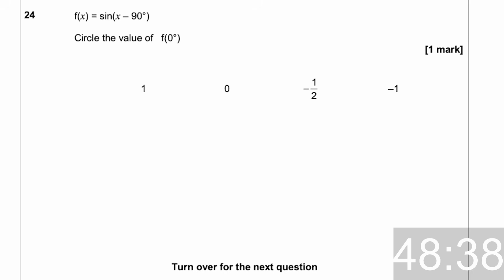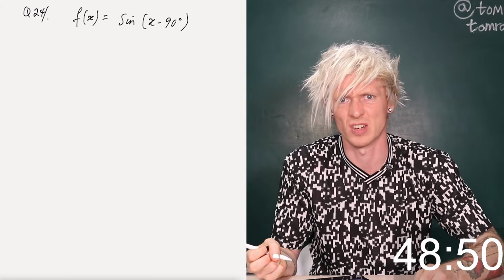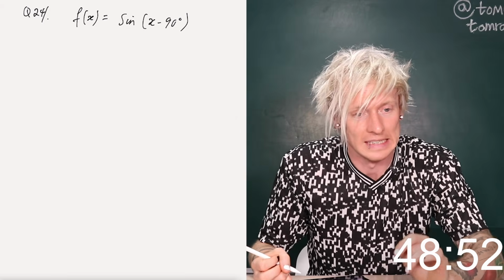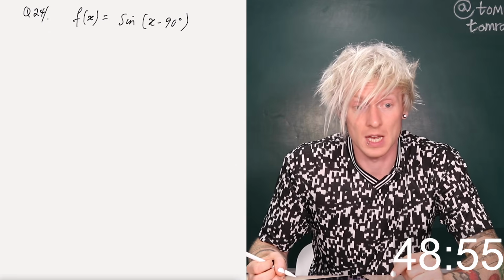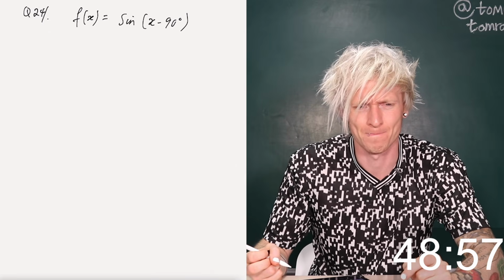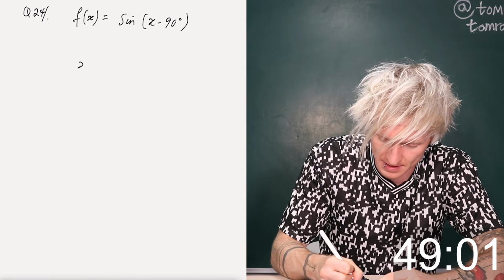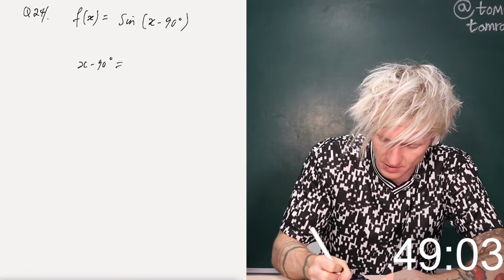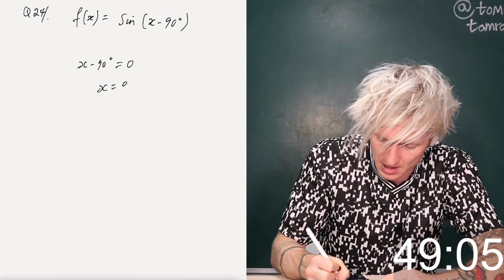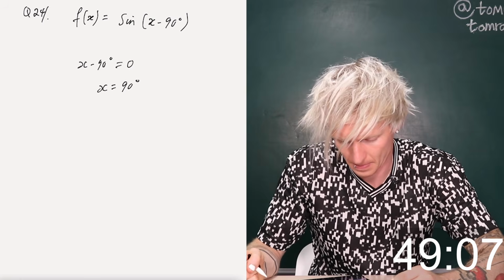Good. Question 24. We're told that f of x equals sine of x minus 90 degrees. Ugh, degrees, prefer radians. Circle the value of f of 0. Right. Okay, so f of 0 degrees, so we want when x minus 90 degrees equals 0, so x equals 90 degrees.